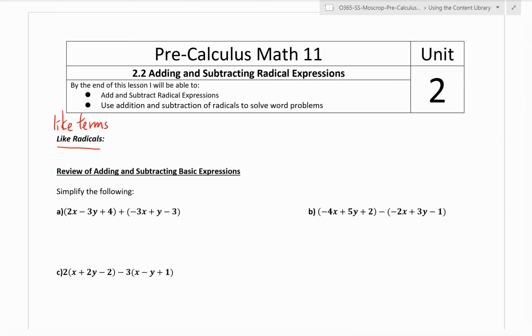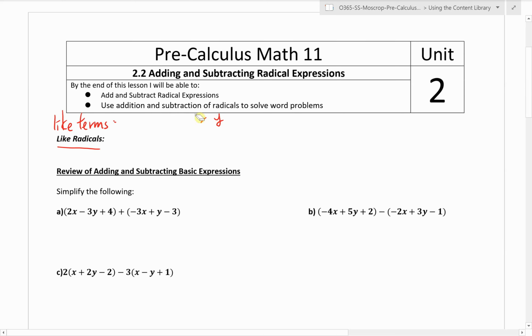So for like terms, we would consider like terms to have the same variable and same exponent, right? So for example, 3x squared with 5x squared, y and y, right? Those two will be like terms because they have the same variables x and x with the same exponent 2 and 2, and they have the same variable of y and y with exponent of 1. Okay, so these two will be like terms.